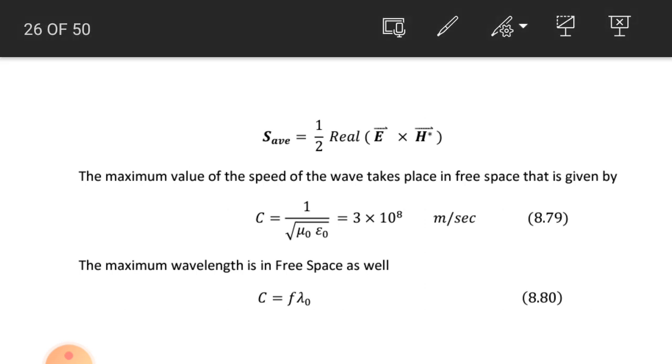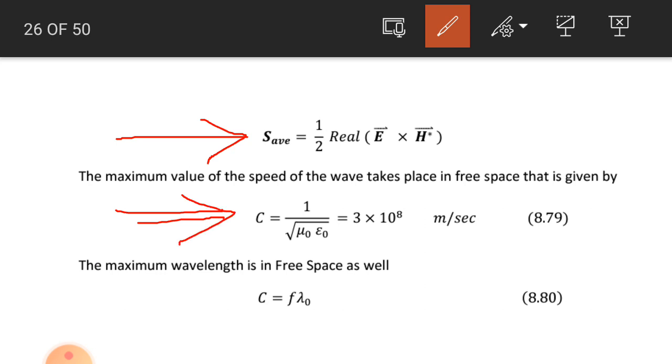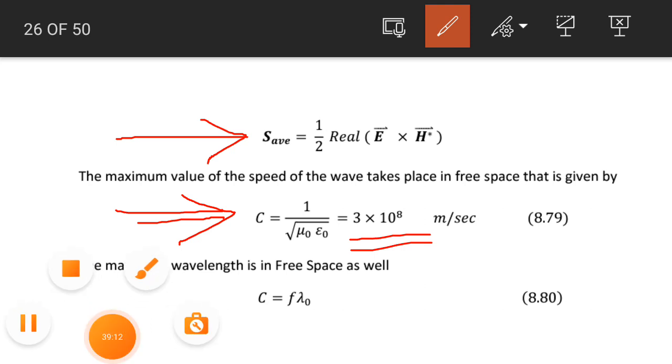We can find out the average power density of the transverse electromagnetic wave with the help of the same equation, that is with the help of 1 over 2 into the real component of the phasor value of the electric field intensity cross the conjugate of the phasor value of the magnetic field intensity. You see, the maximum speed of the transverse electromagnetic wave takes place in free space, which is 3 into 10 raised to power 8 meter per second. So this is the speed of the transverse electromagnetic wave in free space.